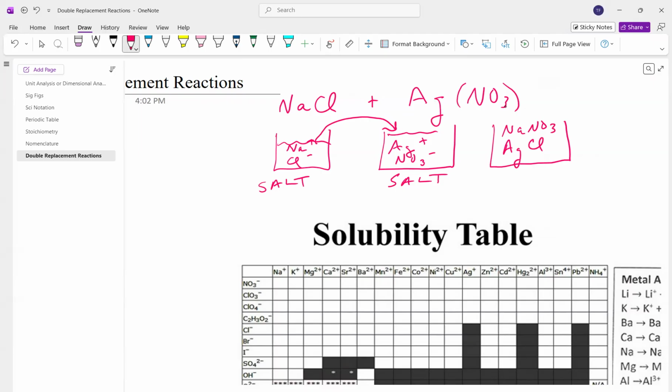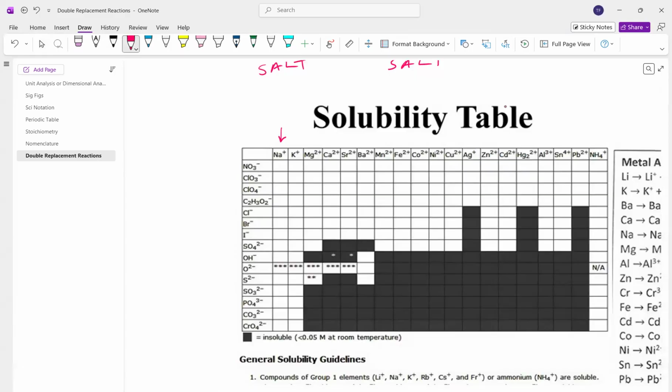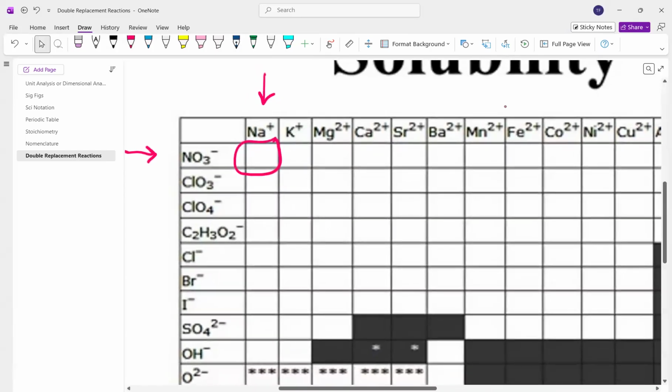Okay, so let's take the top one first, sodium nitrate. This is how to use this table. You find sodium on here, it's right here, and nitrate, which is right here. Notice where they merge together. Right here, it is white. That means nothing happens. So the sodium is still sodium ion. Nitrate is still NO3 nitrate ion, not hooked up to anything.